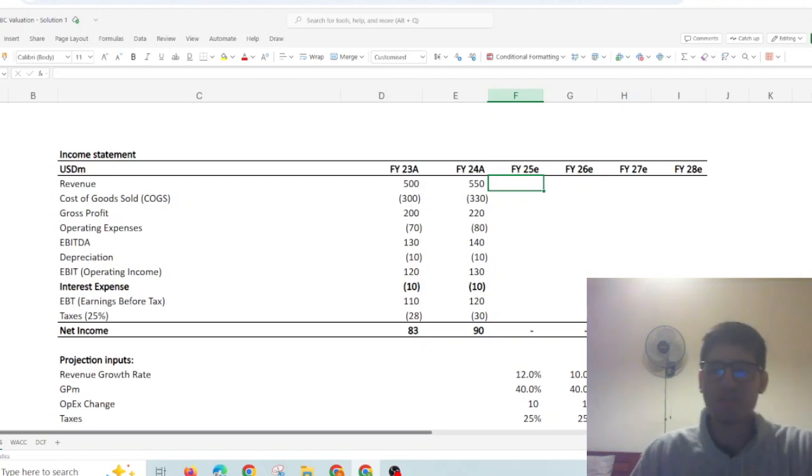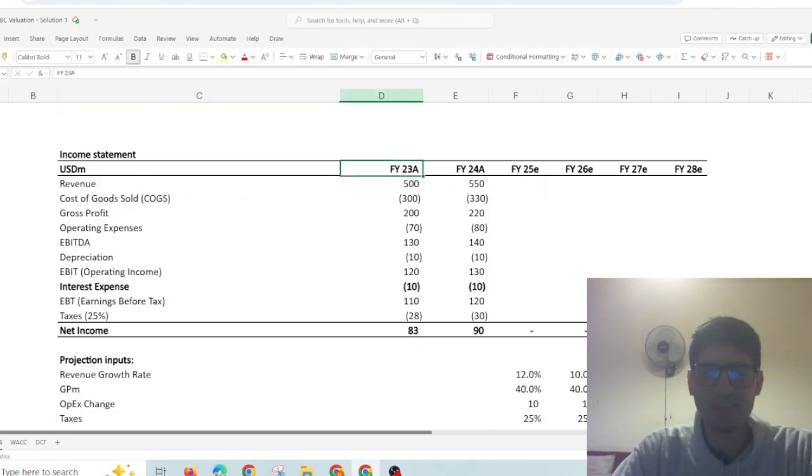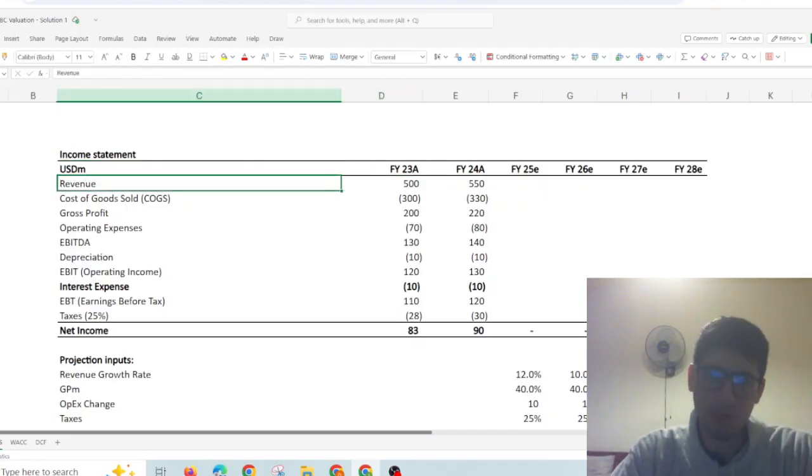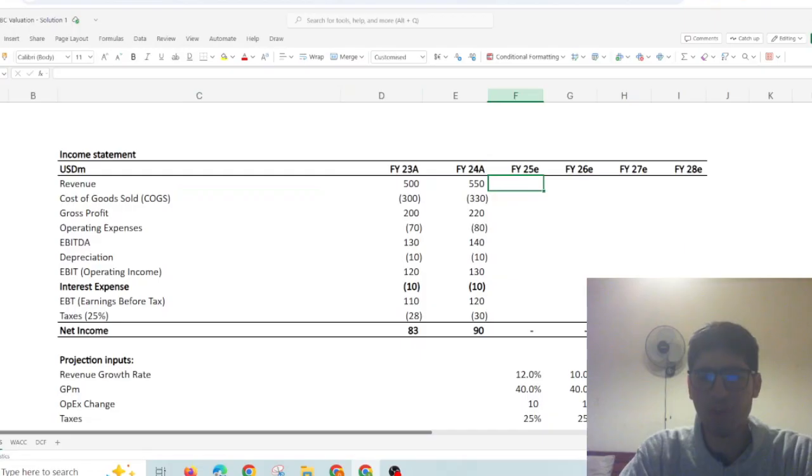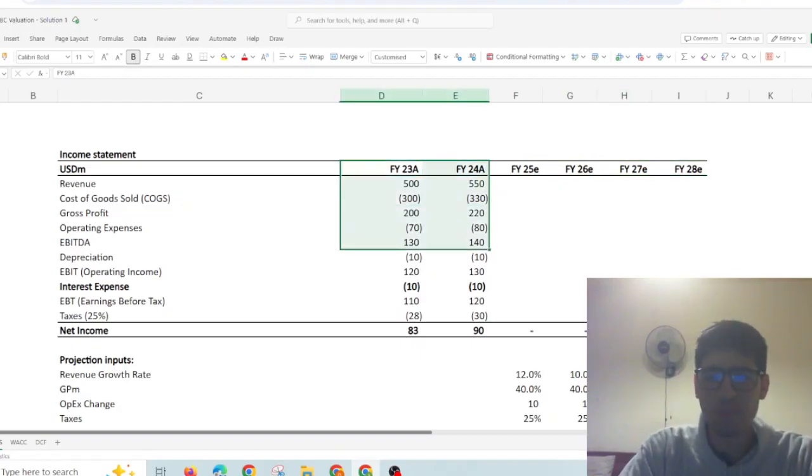Okay guys, so as you can see here, this is the income statement. We're going to learn the first step, which is how to forecast. So number one, in financial modeling or financial valuation, you are going to forecast. As you can see, we are going to forecast for the upcoming 4 years, 2025, 2026, 2027, 2028, and we have been given these 2023, 2024 numbers. So how are we going to forecast? Let us start with the revenue.